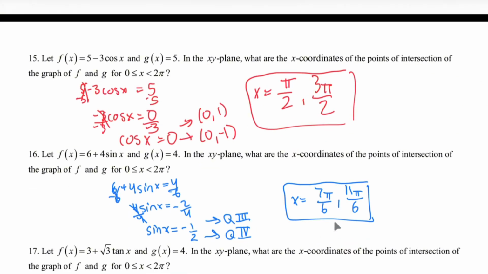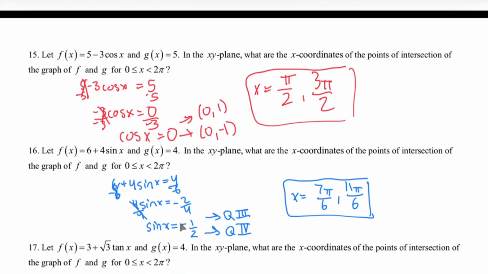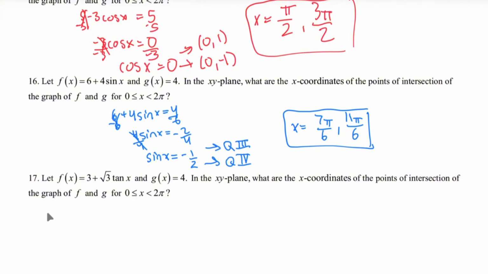That's easy there. This right here is basically the same thing, except then you have to do sine of x is equal to -1/2. Now number 17, points of intersection. So let's get that equal to each other, and then isolate the tangent. That would be 1.